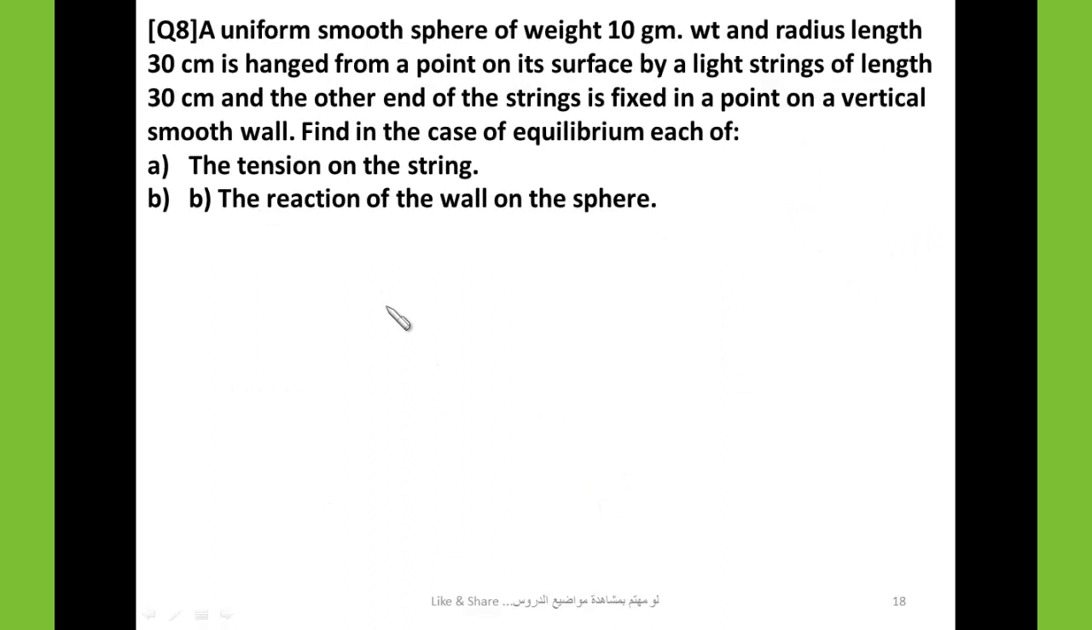Now, question 8. A uniform smooth sphere of weight 10 gram weight. You have to learn how to draw such problems. Again, a uniform smooth sphere of weight 10 gram weight and radius length 30 centimeters is hanged from a point on its surface, the surface of the sphere, by a light string like this.